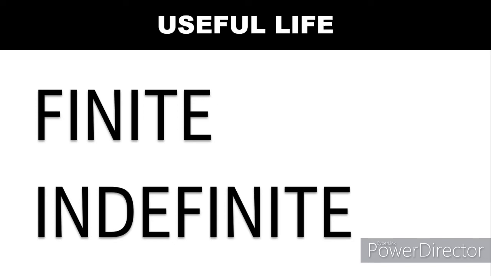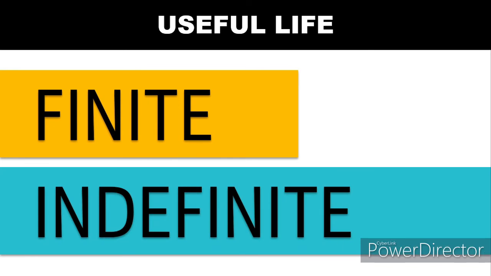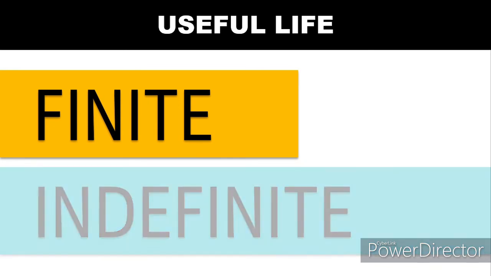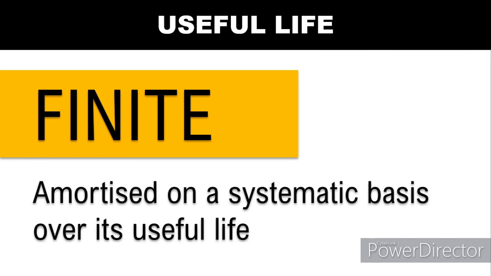The other one is indefinite. Indefinite is when we cannot predict when the intangible asset will no longer be useful to the company. So one is with an expiry and the other one without an expiry date. Let's focus on finite first. An intangible asset with a finite useful life shall be amortized on a systematic basis over its useful life.